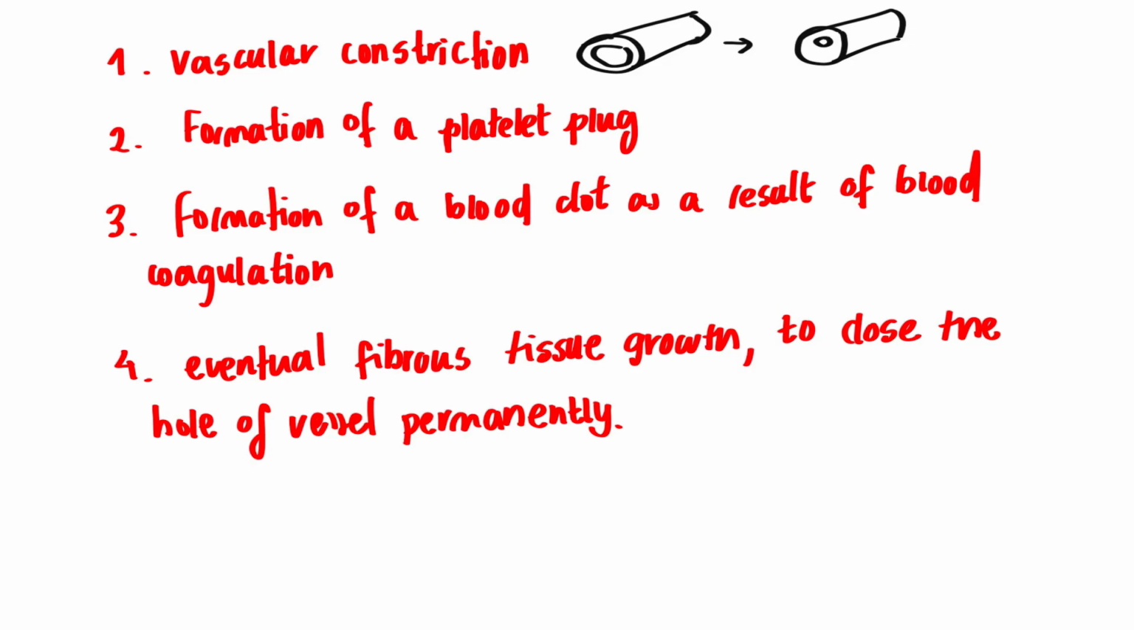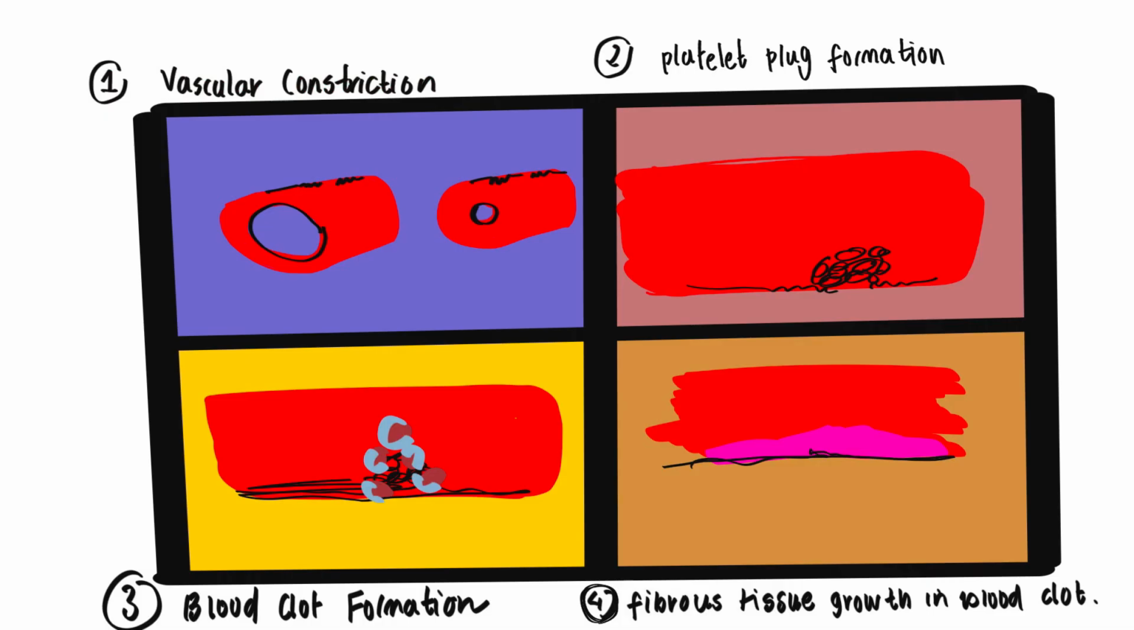After that, there's also fibrous tissue growth, which permanently repairs and closes the vessel. We're only going to mention that briefly because the main focus of this video is vascular constriction, platelet plug formation, and blood coagulation. If we look at this visually, it's a bit easier to understand.